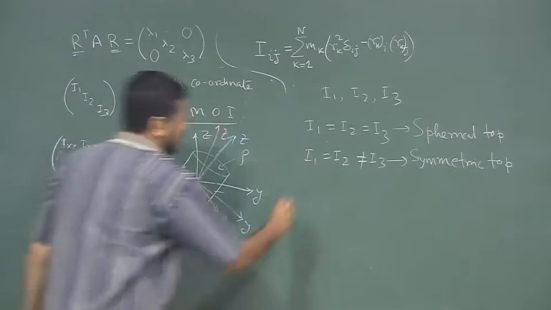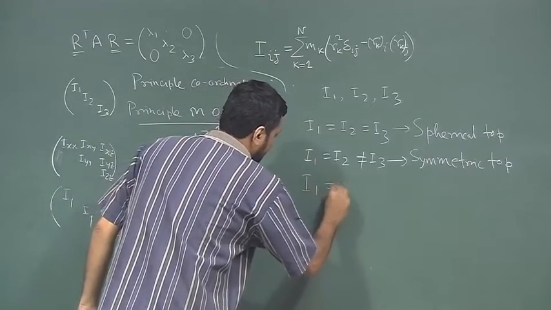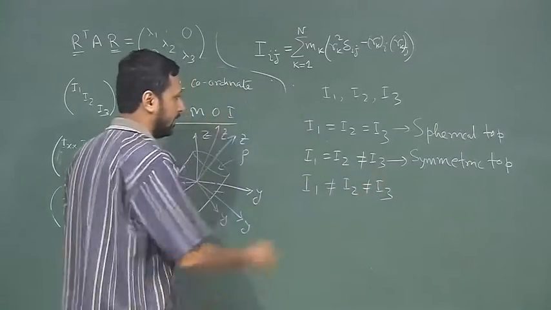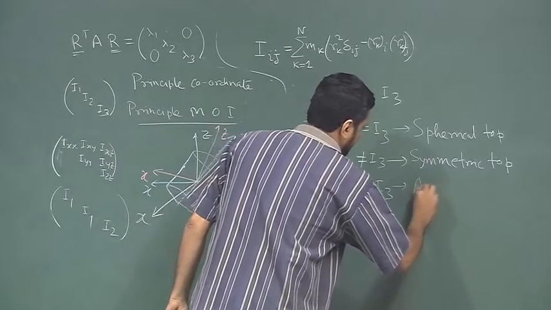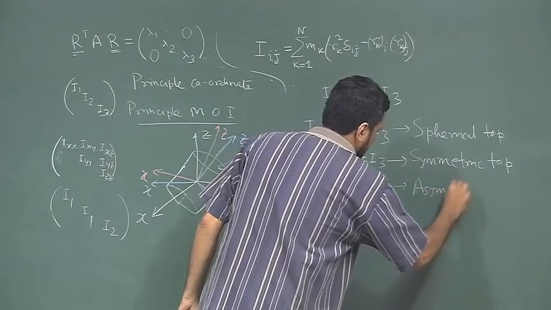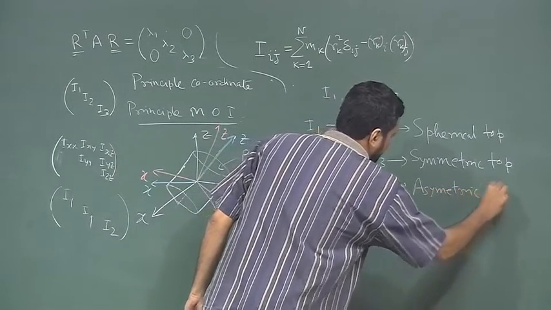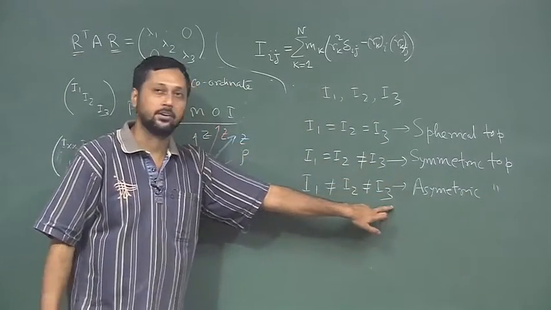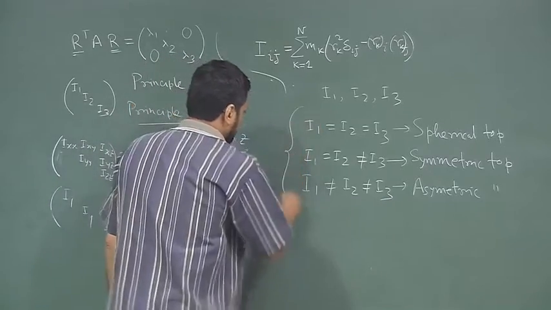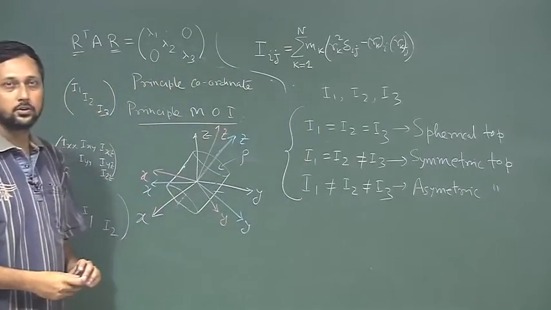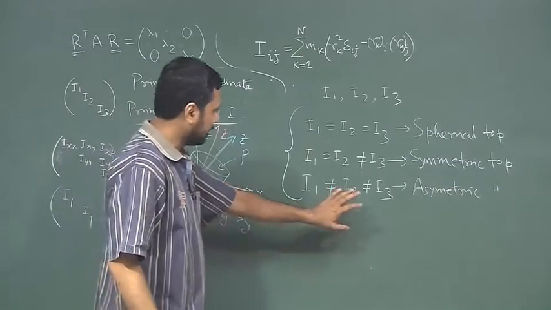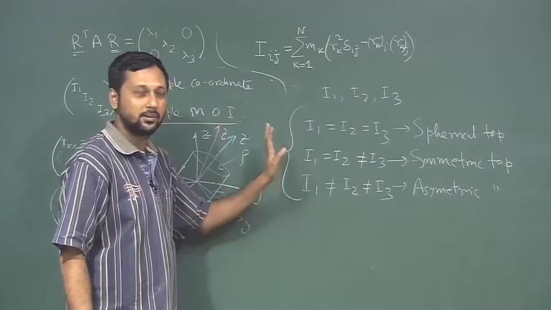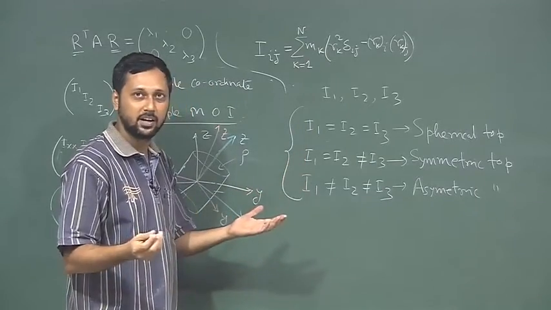And if I have a system which is very irregular in shape, where I1 is not equal to I2 not equal to I3, we call it an asymmetric top. Okay. Spherical top, symmetric top and asymmetric top. The motion of these we will be discussing shortly. For the asymmetric top there is actually not much to discuss. For the spherical top also it is too easy to understand the motion, everywhere it is symmetric anyway.